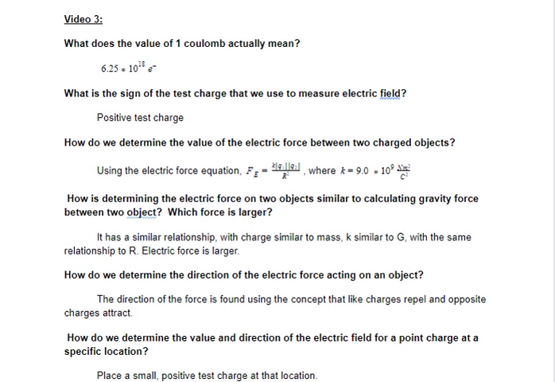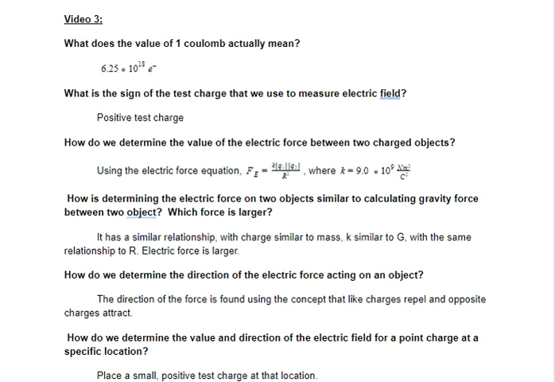What does the value of 1 coulomb actually mean? Well, it's the charge on 6.25 times 10 to the 18th electrons. And 1 electron is 1.6 times 10 to the minus 19 coulombs. What is the sign of the test charge that we use to measure electric field? It's a positive charge. We pretend to put positive test charges in all electric fields and see what actually happens.